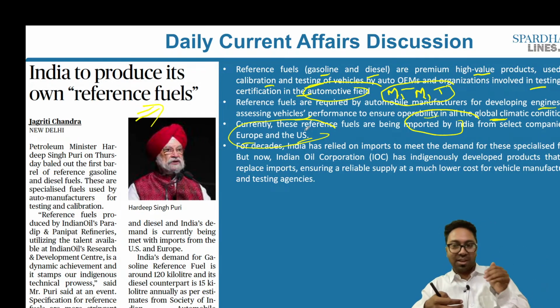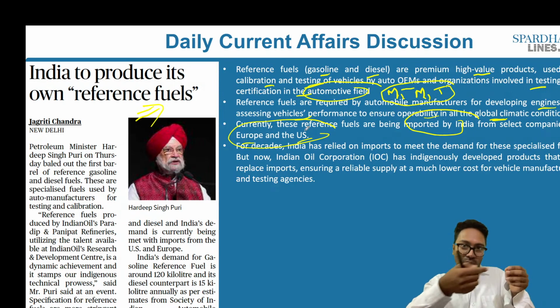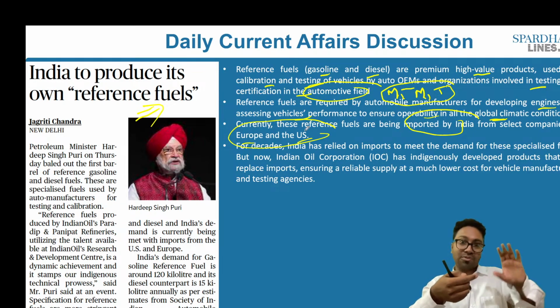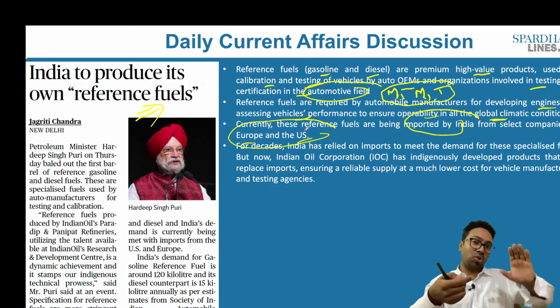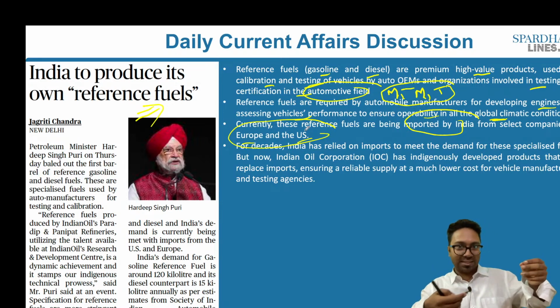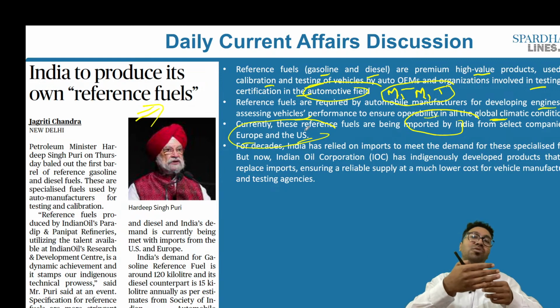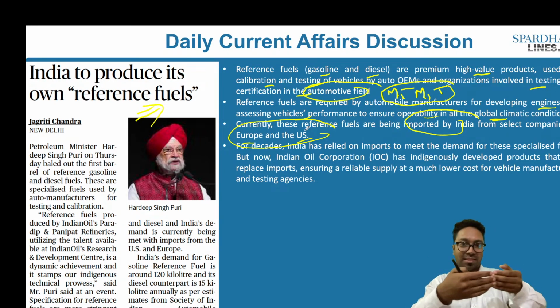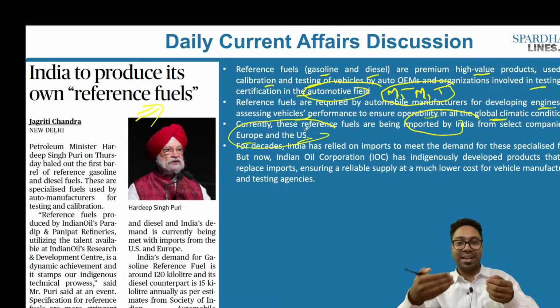So what is the significance? The significance is we will not be importing these reference fuels from some other company located in some other country, and as a result our import bill reduces over a period of time. We don't have to spend our foreign exchange, and this will also mean that we can always get this fuel from India and it can be reliant on Indian companies.